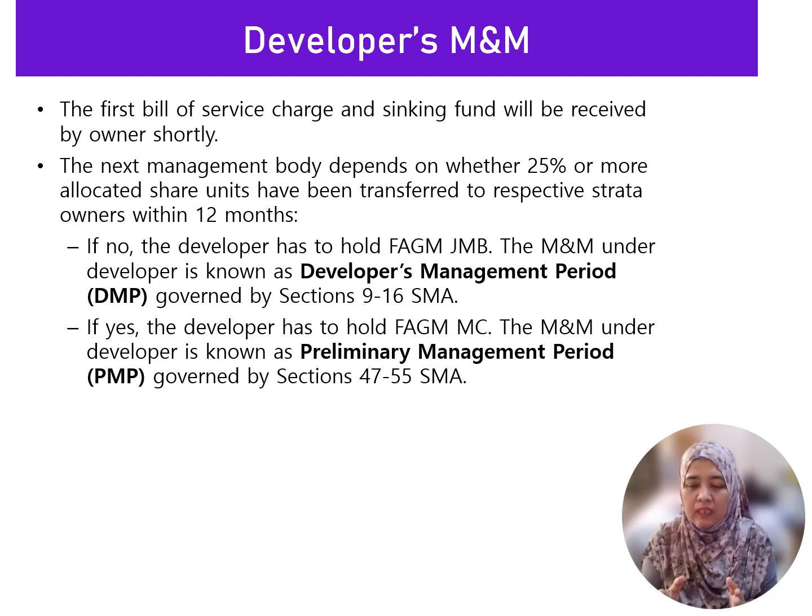And the management and maintenance by the developer untuk period yang mana the next management body is the MC is known as the preliminary management period, PMP. The sections are 47 to 55 of SMA yang akan govern the preliminary management period ini. So there's a slight difference. Sebab DMP tu, developers management period, is the precursor ataupun satu period yang mana the next management will be a combination of developer and the owner, which is the JMB.